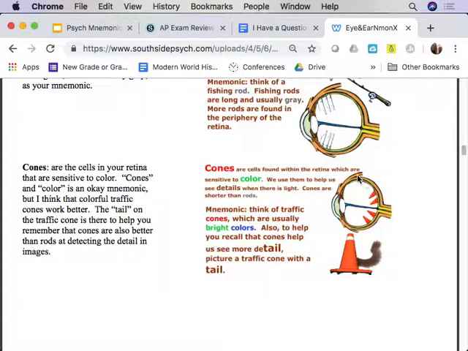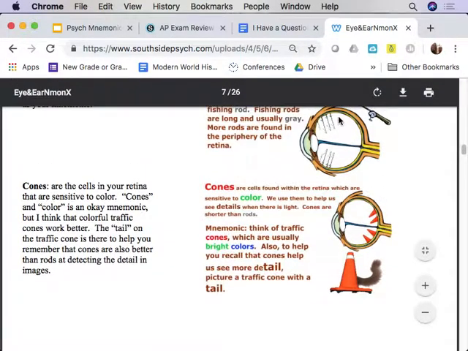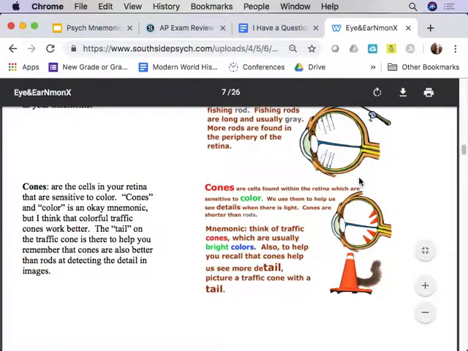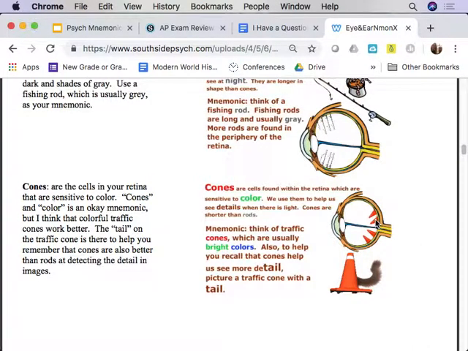So what you need to picture is on the very back of the eye, you do have rods, like fishing rods, and they're usually gray. Okay, so that's going to be the black and white. But here what we're looking at is cones. Okay, and they allow us to see bright colors. And if you can think of a traffic cone, that's a bright color. Okay, so it's going to be the cones.